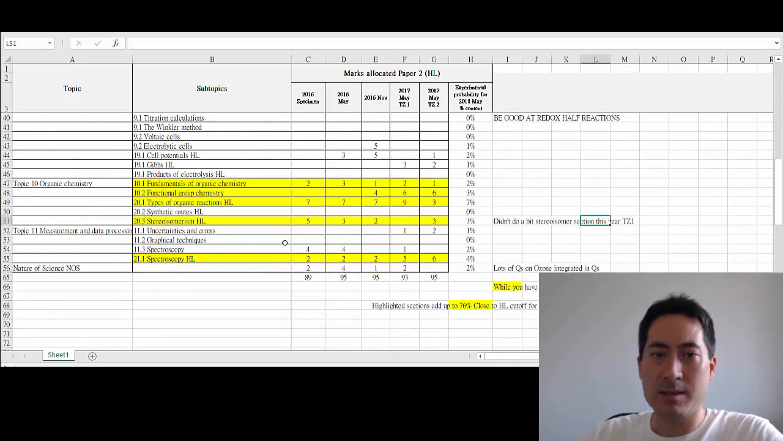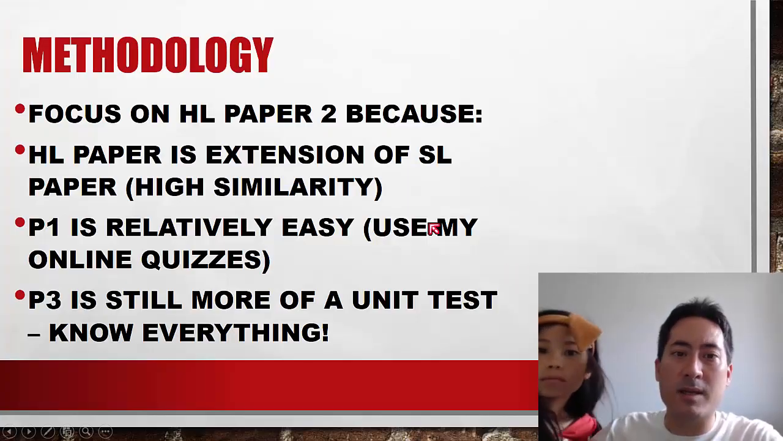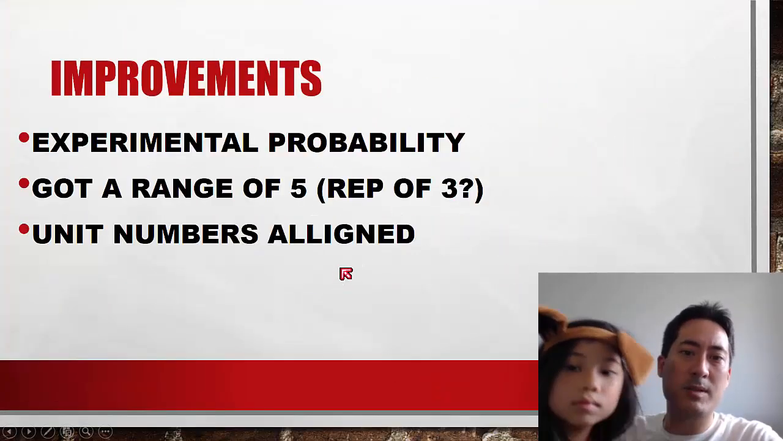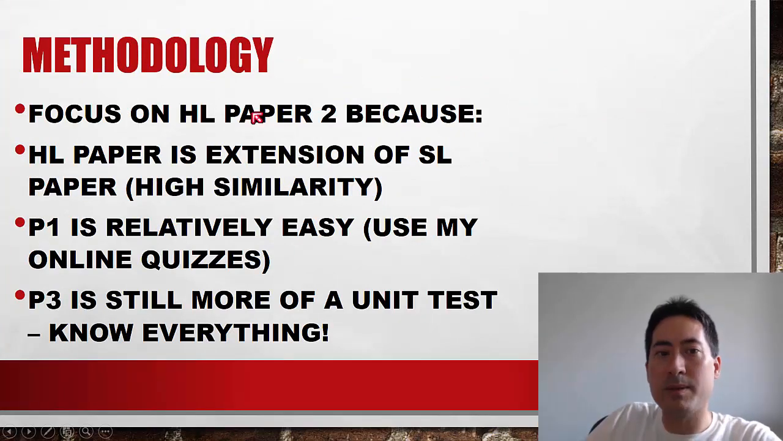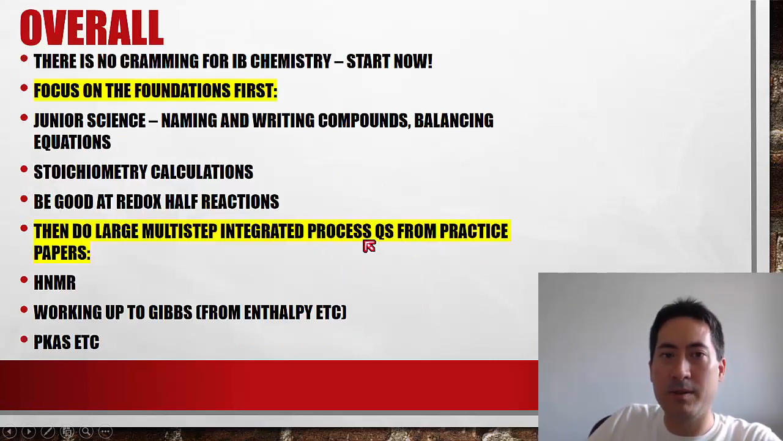76% is the highlighted stuff, so you should be able to get a 7 if you focus just on those yellow bits. Okay, so it's the same as last time, so there's the improvement. Focus on paper 2. Paper 1, there's lots of online quizzes on my website. Paper 3, I just learn everything.